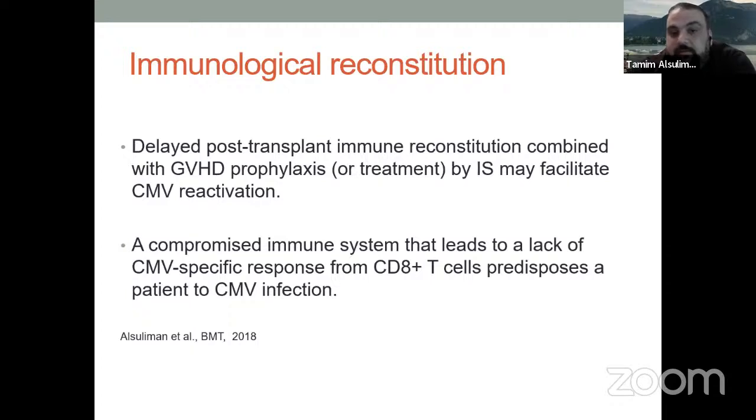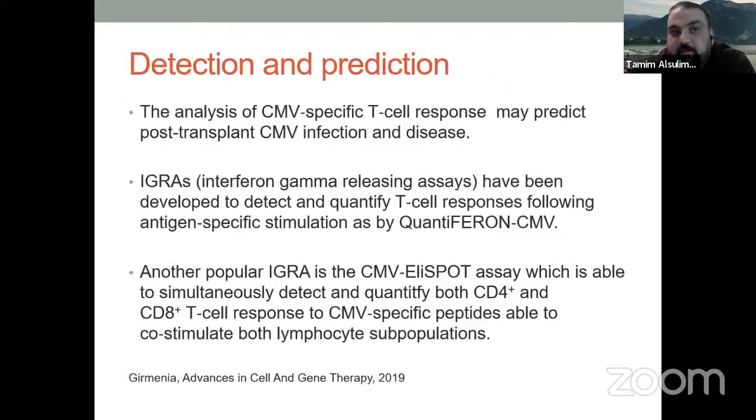When we are talking about a compromised immune system, we are talking specifically about the CMV-specific response from CD8 positive cells, which may majorly predispose the patient to CMV infection. As Dr. Zahrani mentioned before, the methods to detect CMV are very various.